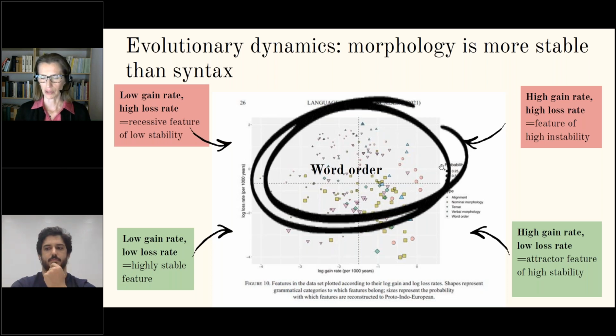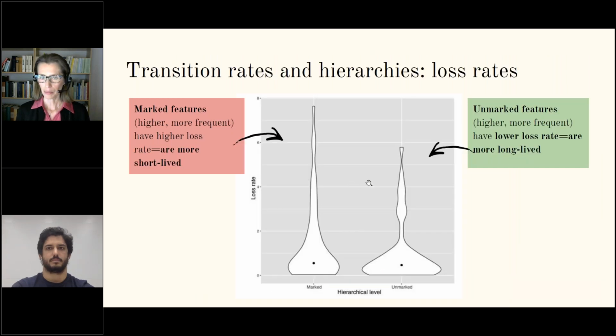dynamics, where we see that there is a difference between different types of features, there is also the marked and unmarked stability difference that's really cutting through this. So we measure only loss rates, because we're interested in how long a feature dwells in a specific state before eventually leaving it. And as we can see, marked features that are higher and more frequent have a higher loss rate.